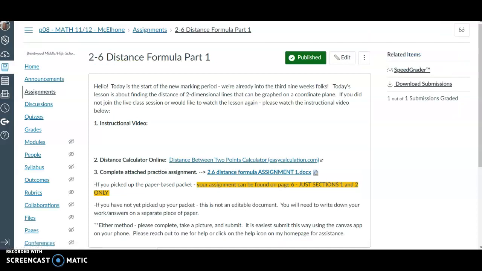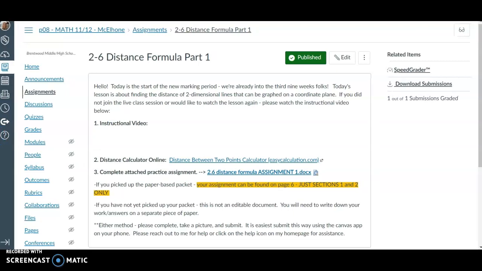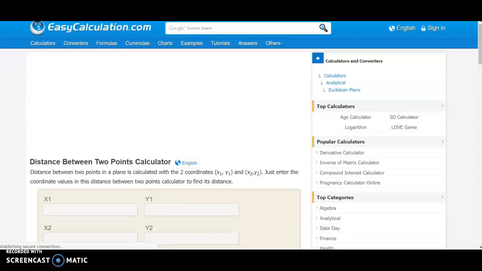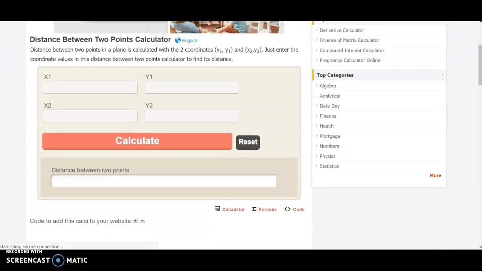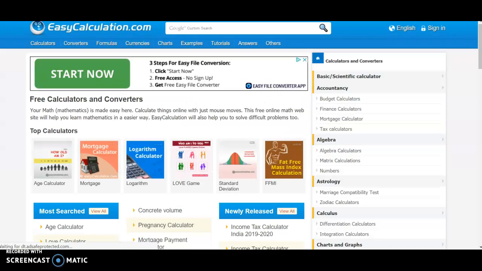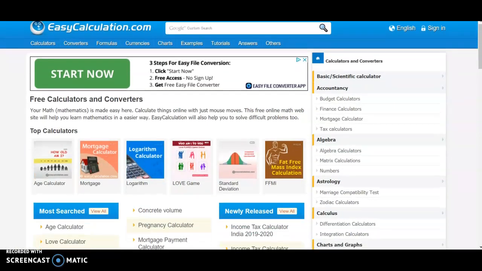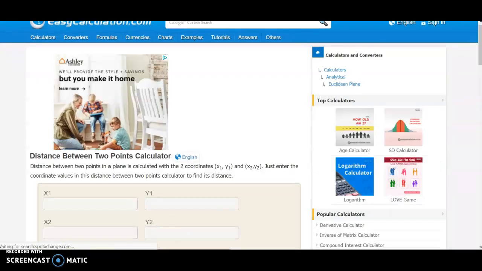Now, even if you're doing this on Tuesday, if you go to this assignment and you're like, oh no, I'm missing the distance formula part 1 assignment, when you click on it, you should see here number 2 says distance calculator online. You see that there? So we're going to go ahead and click it. And what's going to come up is super straightforward, minus the fact that I just got an ad.